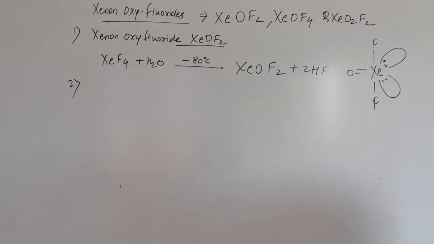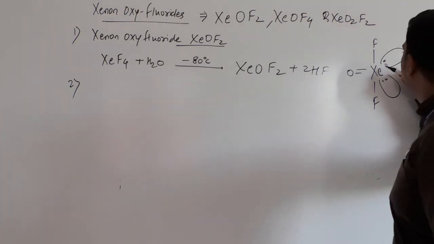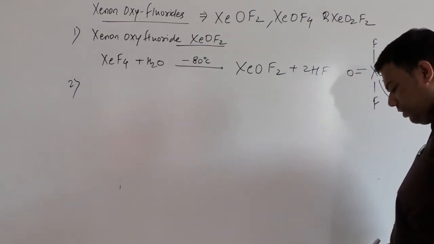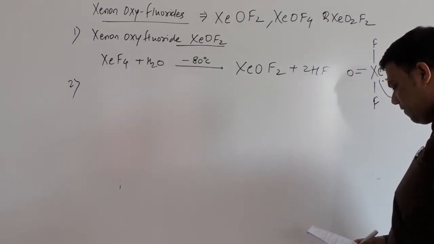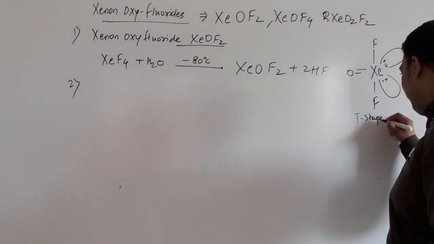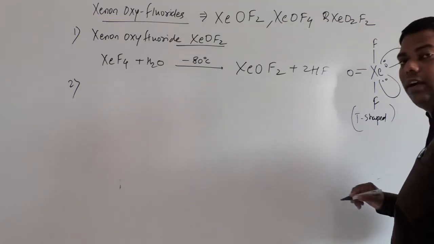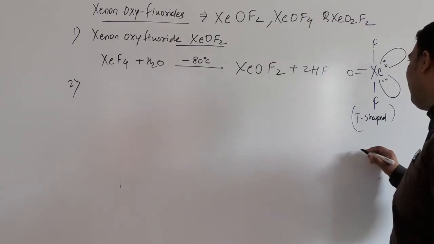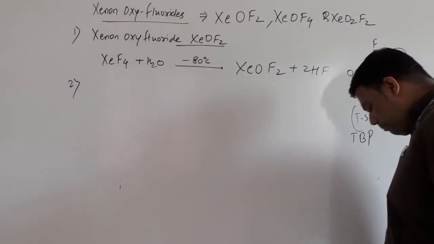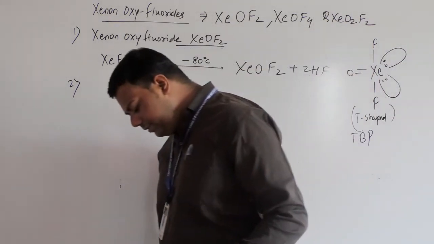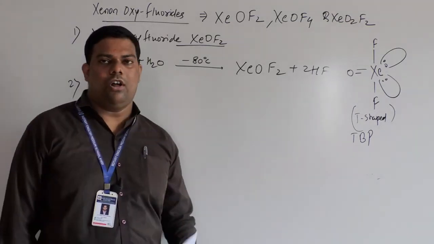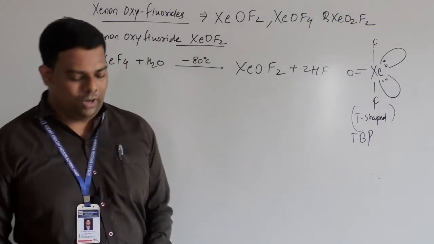See, this xenon: 1, 2, 3, 4, 5, 6, 7, 8. Understood? So here what? Yes, T-shaped. T-shaped, and geometry is what? Trigonal bipyramidal, TBP. I hope you understood all this regarding XeOF2.